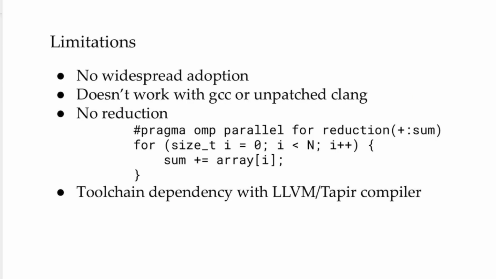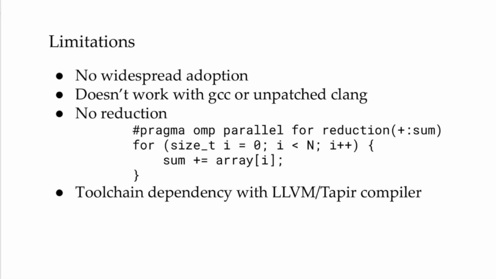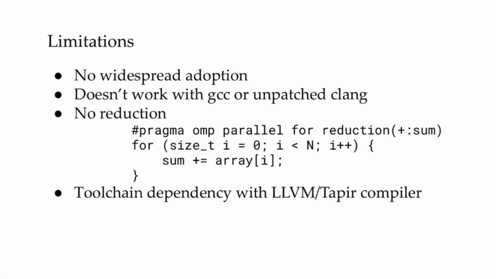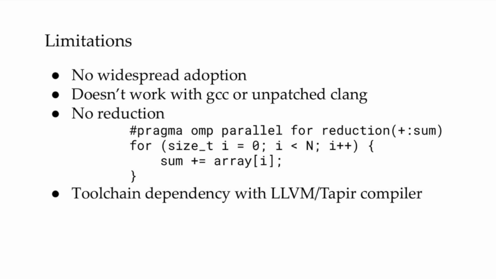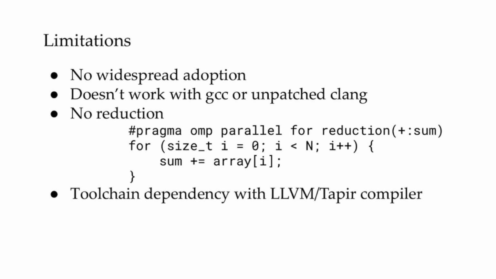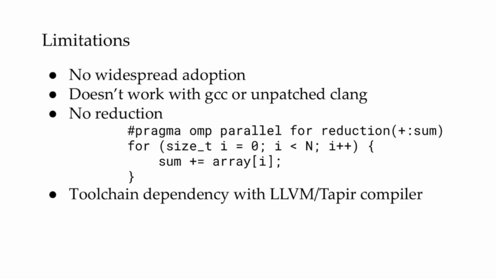And finally, just to end with some limitations on the future of OpenCilk and what's going on with it, there's not really a ton of widespread adoption of this programming language, and that's why Intel started removing support. It wasn't getting as adopted as they wanted it to be. Additionally, it doesn't work with GCC or unpatched Clang. This is a problem that I talk about more down here, but a lot of the performance gains that you get with OpenCilk are because of the LLVM and Tapir compiler that it uses, but it needs that compiler to be able to run. So there's kind of a toolchain dependency where it's not able to get those performance gains running on another compiler.